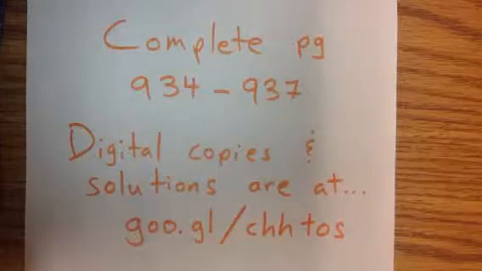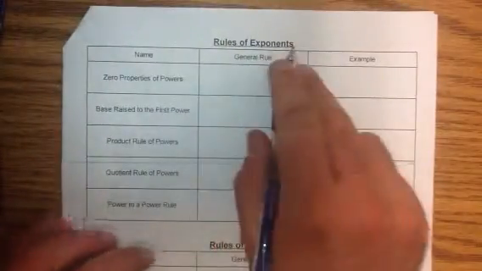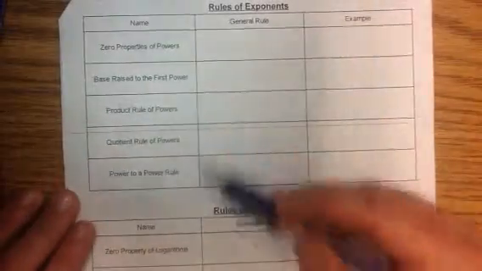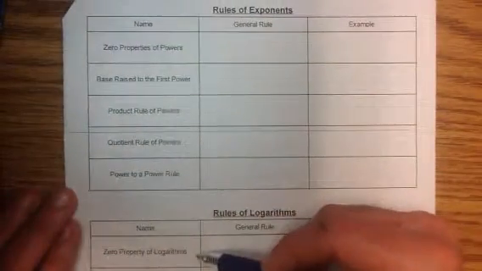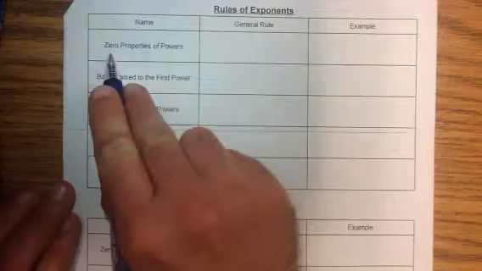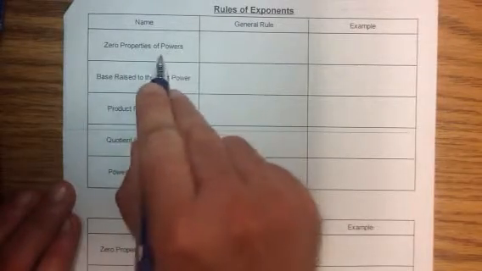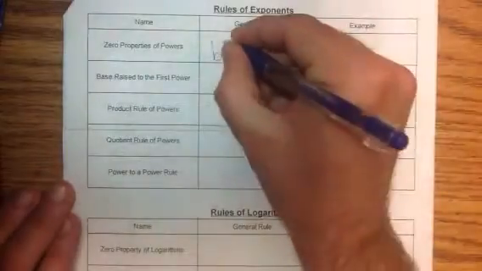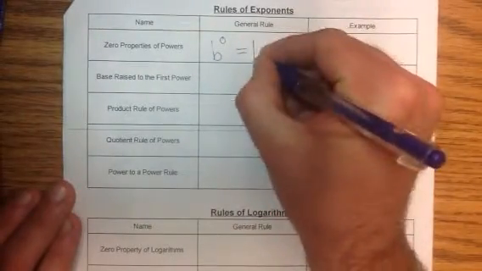So what we need to do is add some things to our sheet here. This is in your I Heart Math Chapter 13 Learning Log. So there are rules of exponents and rules of logarithms. And as we went through this, you should have realized this really strong connection between the exponents and the logarithms. The first we're going to do is take a look at the zero property of powers: you take a number to the 0 power, it always equals 1.